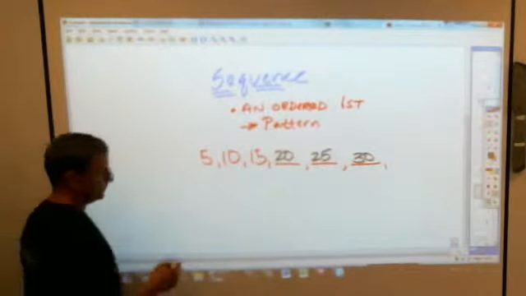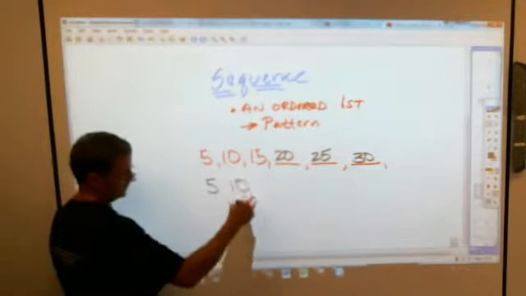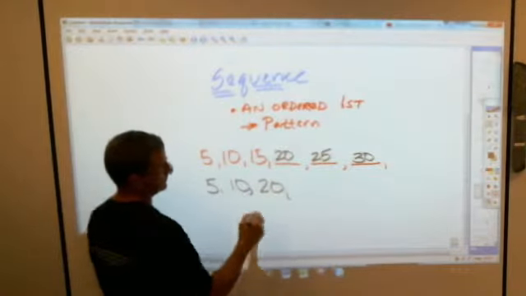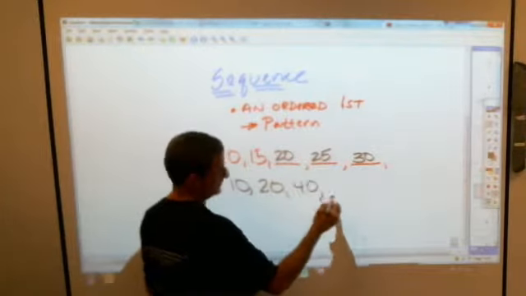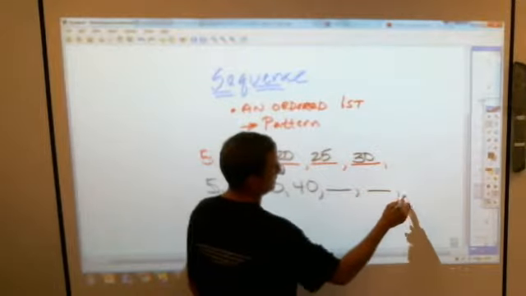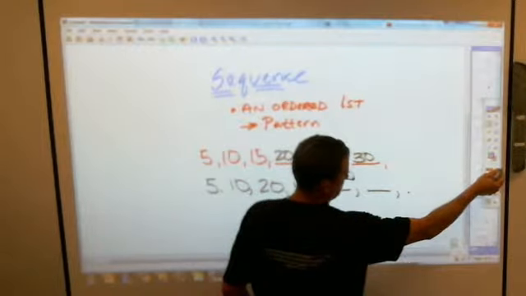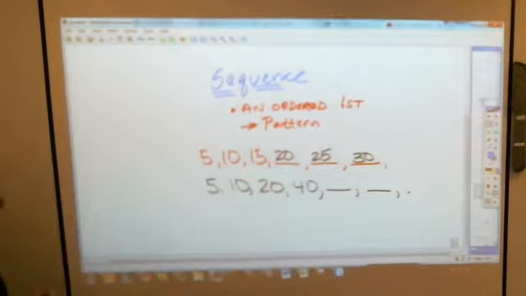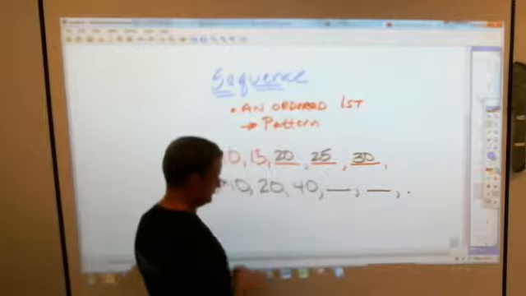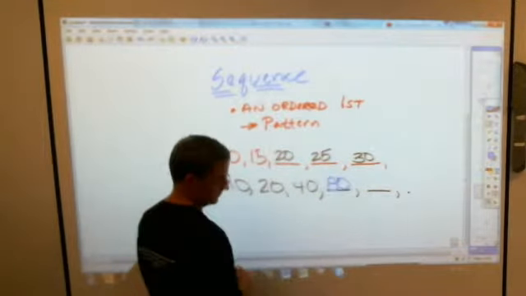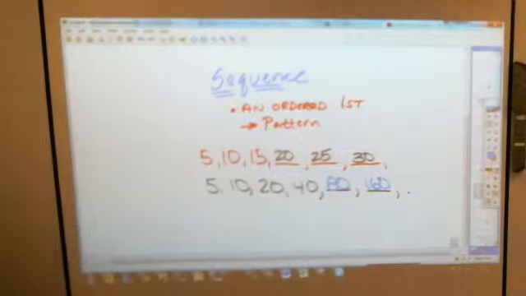All right, that's one. What about this one? 5, 10, 20, 40, comma, blank, blank, dot, dot, dot. What would be the next ones in that pattern? Ethan? 70. It is not 70, interestingly enough. Sam? 80. 80. And then John? 160. 160.